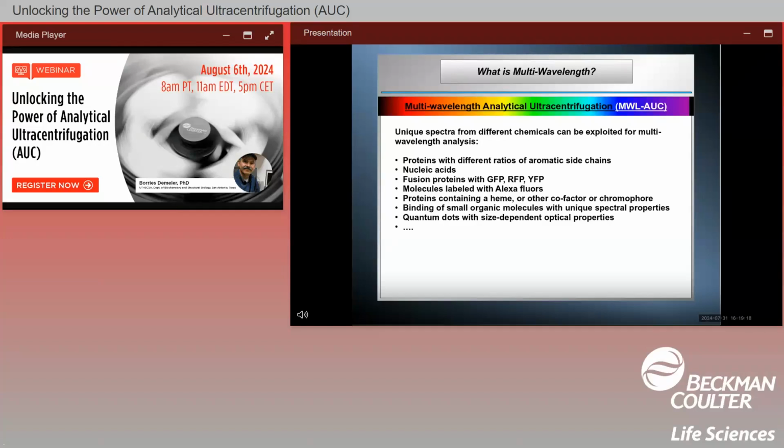Also, there are proteins that contain a heme or another cofactor or chromophore that absorbs, maybe in the visible, that we can then use to distinguish those proteins from other proteins that do not have these cofactors present. We can also use multi-wavelength detection to characterize the binding of small molecules. Many of the small organic molecules, like drugs, have unique spectral properties in the UV that can be distinguished from the absorbance that you get from a protein or another biomolecule. There are also quantum dots with size-dependent optical properties that we can distinguish.